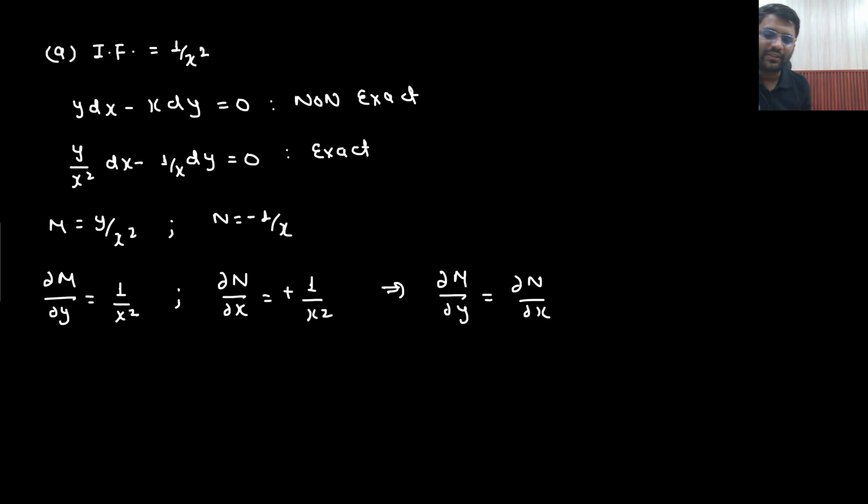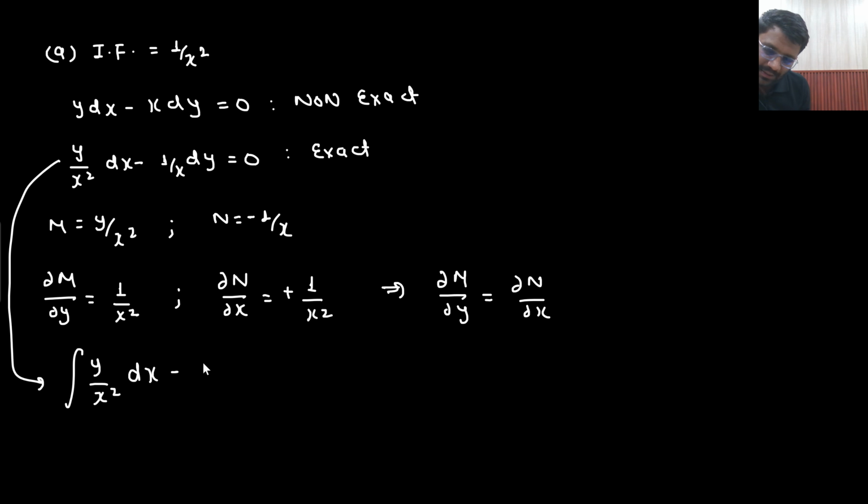Can I solve the exact equation? Can I solve this equation now? Absolutely. Integration of y by x square dot dx minus integration of 1 by x dot dy. What did I say? The terms related to x will be treated as constant. I will not put x equals to 0. No. The terms which are related with x or the function of x will be thrown to 0.